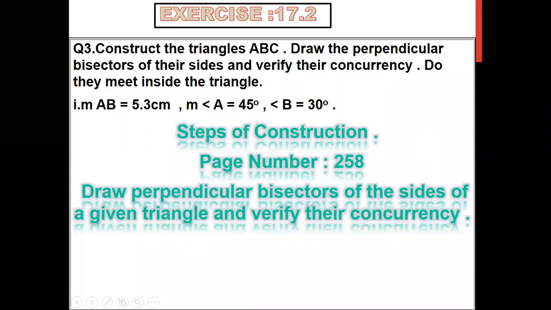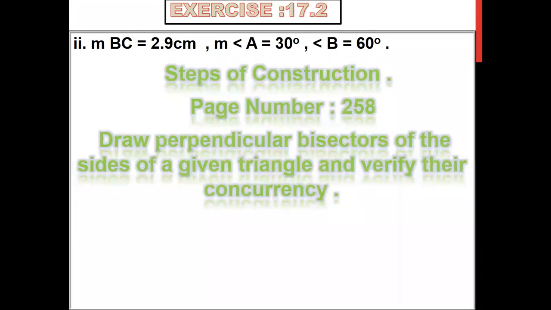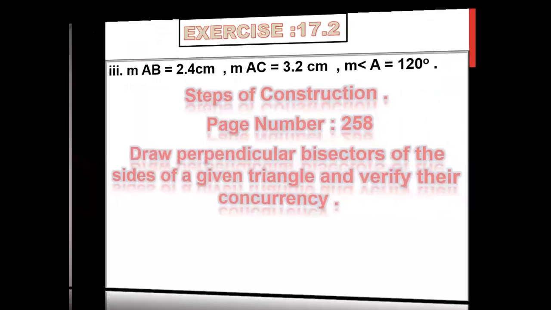The steps of construction of the perpendicular bisectors are given on page 258. You can see only the steps, but you mention the measurements of the triangles according to your question.